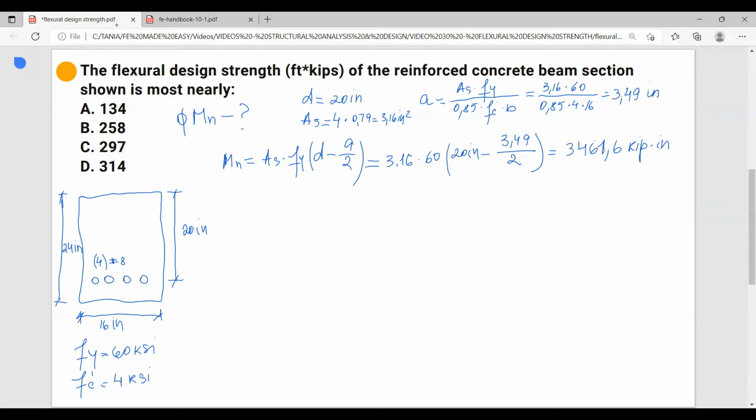Okay, so remember Mn is required in foot-kips, so we'll have to transform it from kip-inches into kip-feet. The way to do that is just divide by 12, and we get 288.5 foot-kips. And now we must calculate the phi.